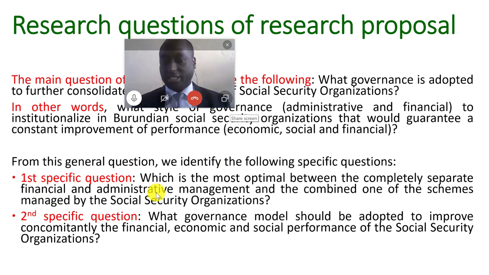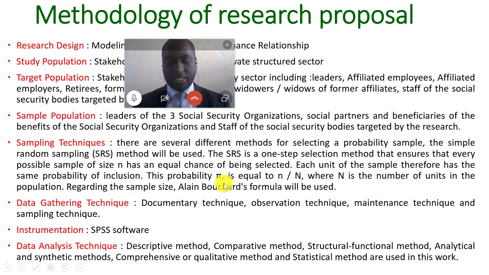First specific question: which is the most optimal between the completely separate financial and administrative management and the combined one of the schemes managed by social security organizations? The second specific question: what governance model should be adopted to improve concomitantly the financial, economic, and social performance of the social security organizations?